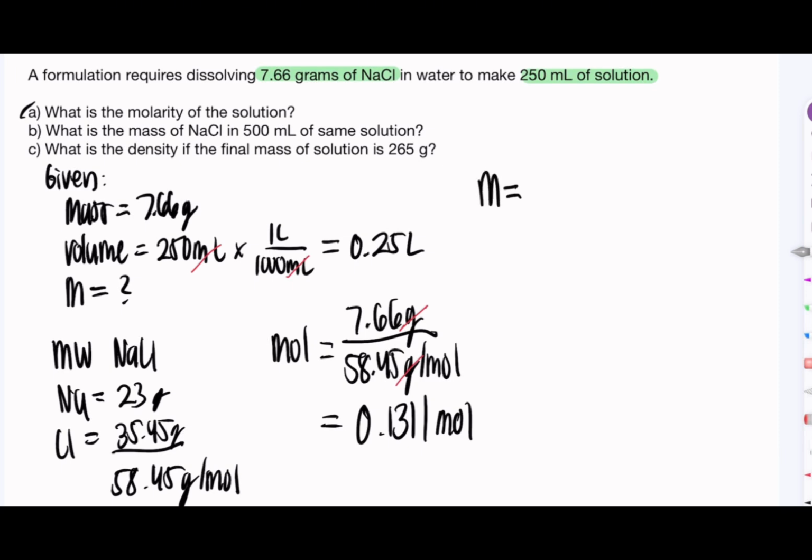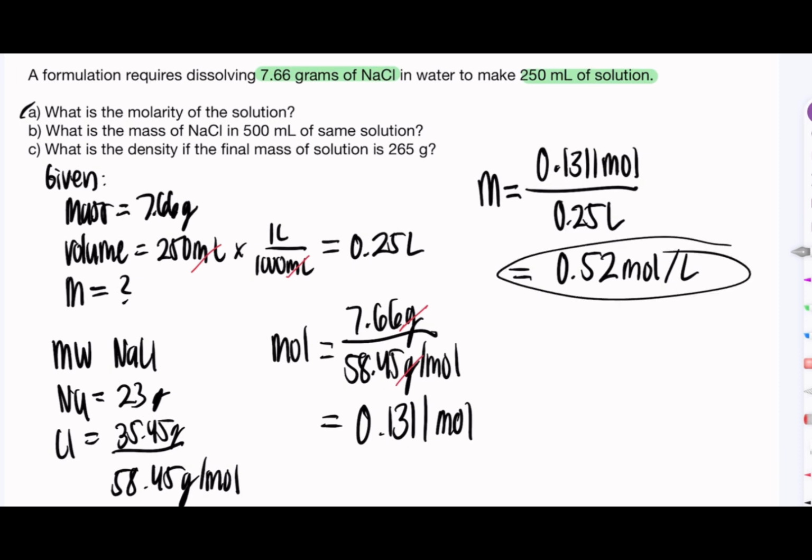After solving for the mole, we solve for the molarity. Molarity is equal to moles over liters. So 0.1311 mole over 0.25 liters. The answer: 0.1311 over 0.25 equals 0.52 moles per liter. This will be the molarity for the first question.